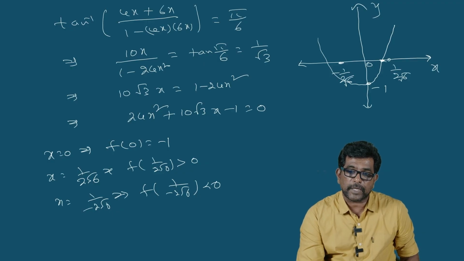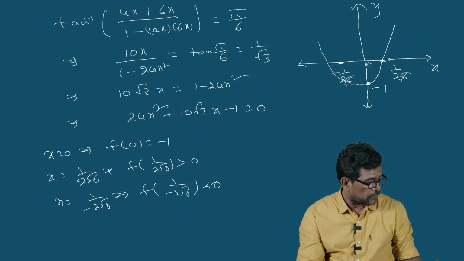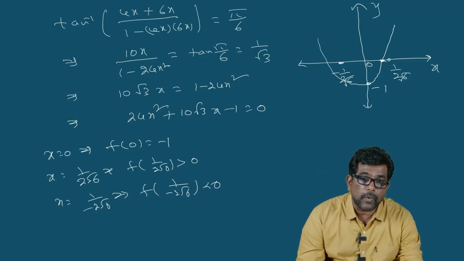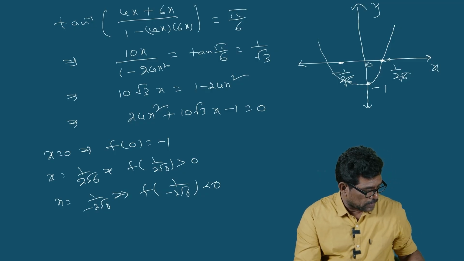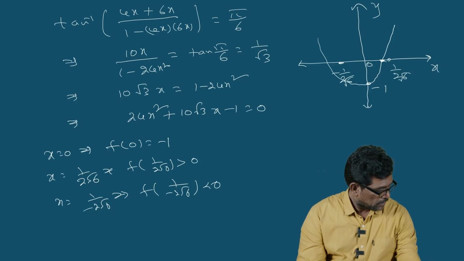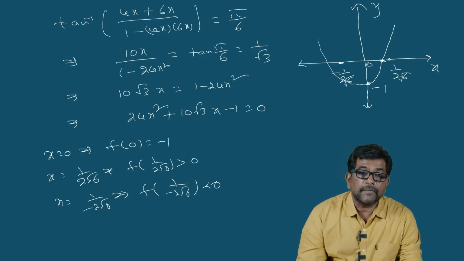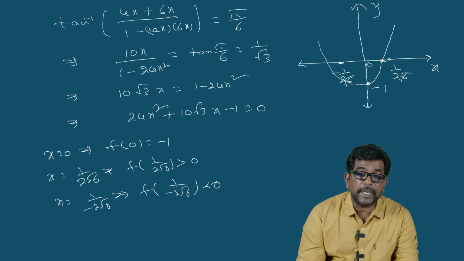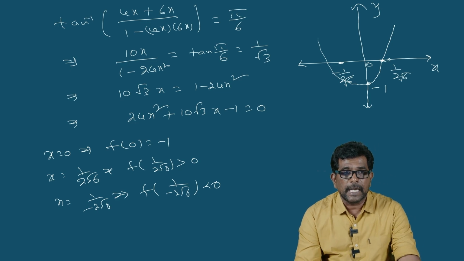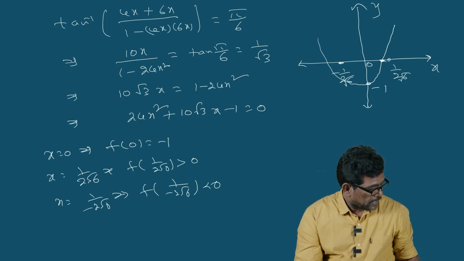Only one real root exists. So the number of solutions of the given equation is only one. That is, the first option is right. The first option is right. This is a very simple problem, but it is the combination of inverse trigonometric functions and quadratic equations.